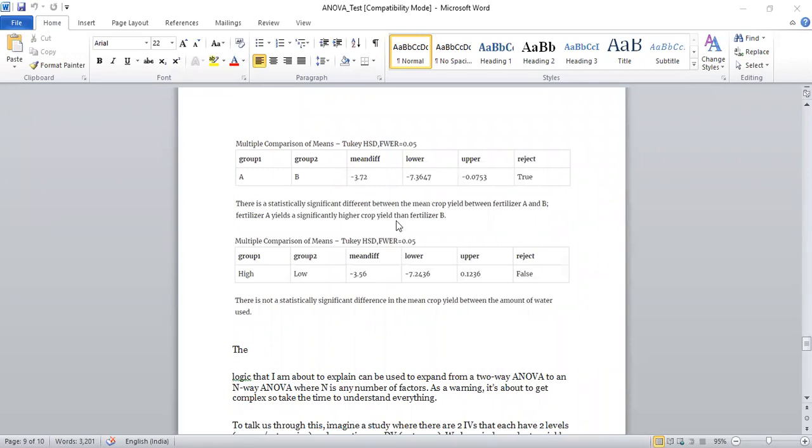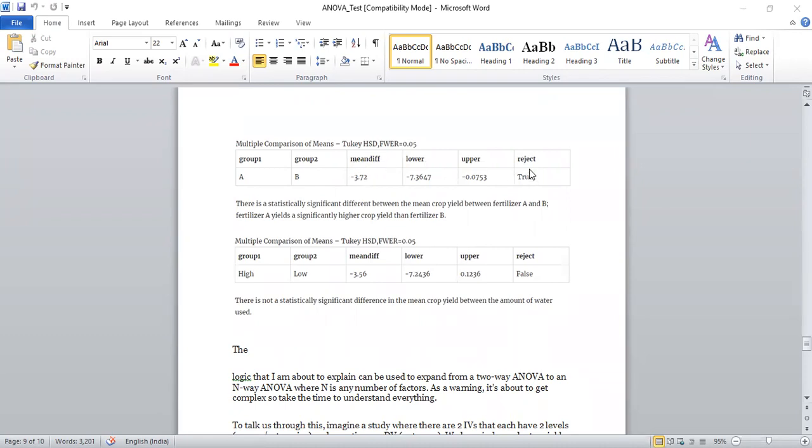Okay, Ujjal, I have told you now about this Tukey HSD test that is used to check which groups are different. I have forgot to ask you one question. Can you tell me what is this mean difference? This column.